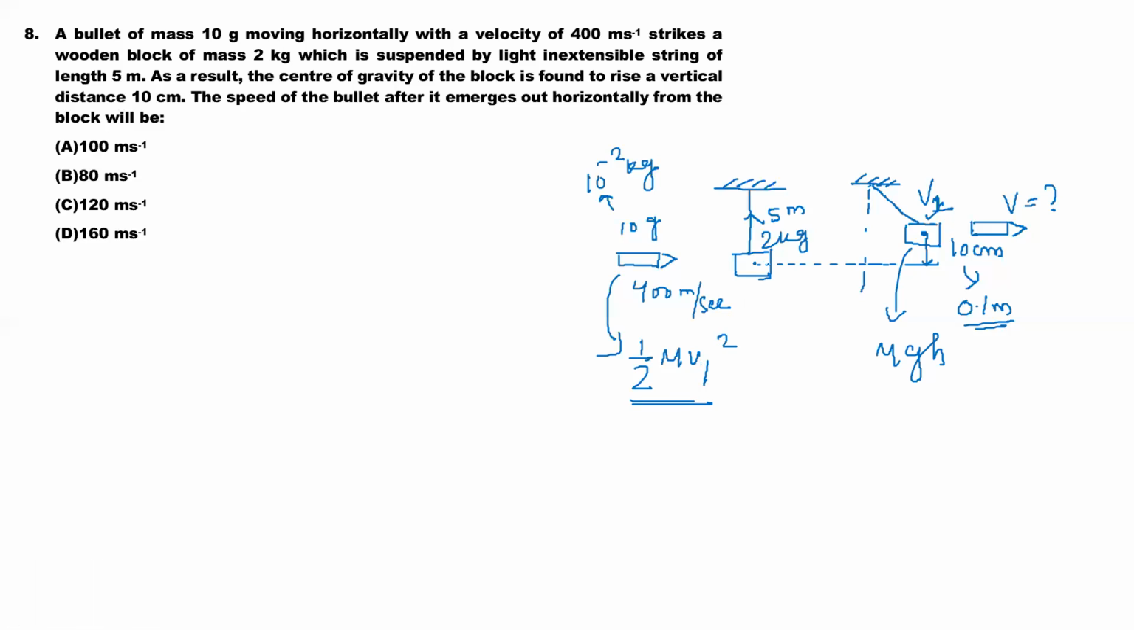Here, when the bullet enters, it moves with a velocity. So we want to find the speed of the block after collision. Here, what will be the velocity? It means how much it went up to this much potential energy. When it entered, what is the kinetic energy?